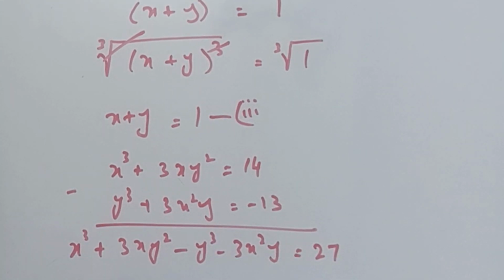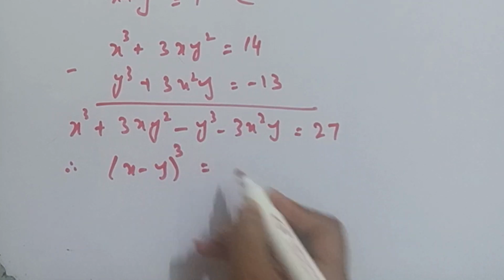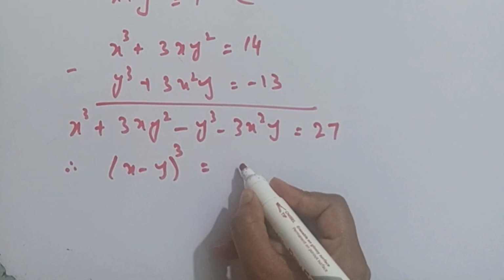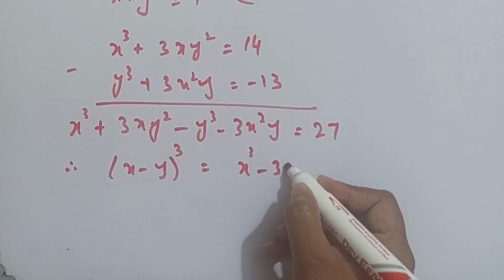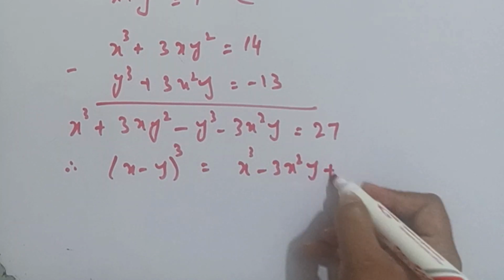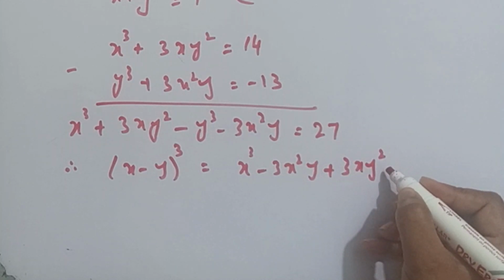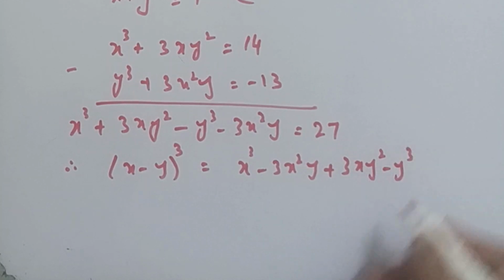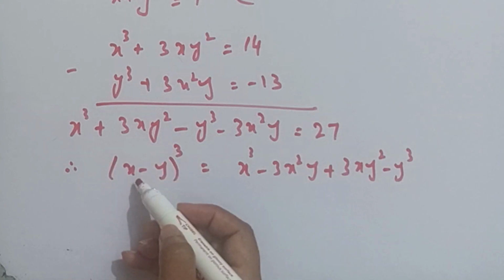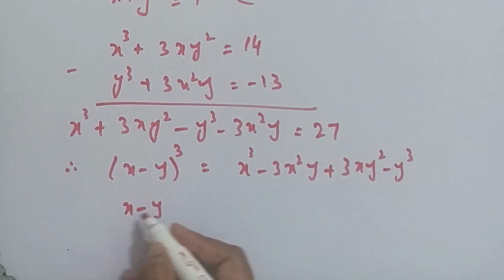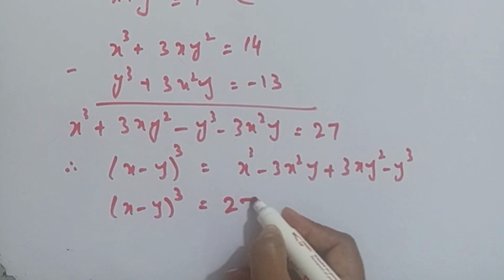and the right hand side will become 27. Now here we recall another property, which is x minus y whole raised to the power cube is equal to x cube negative 3 times the product of x square y plus 3 times the product of x y square negative y cube. So this part and this part are the same, so we replace this by x minus y whole raised to the power cube is equal to 27.